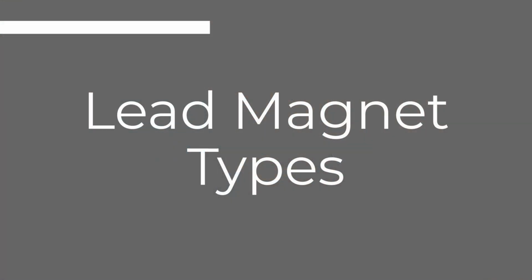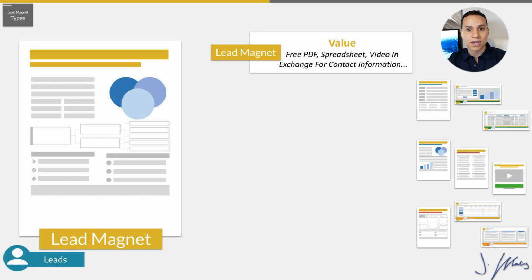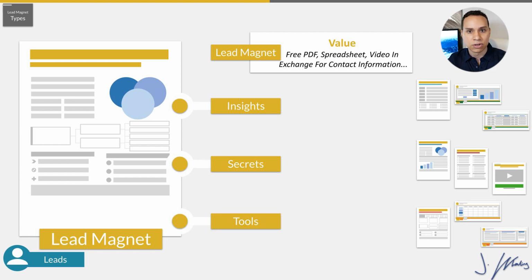Now when it comes to lead magnets, there are 3 different types. Don't worry, we'll go through a ton of different examples and places to go for inspiration. The first type is going to be an insider insight. The second type will be an insider secret. And the third will be insider tools.